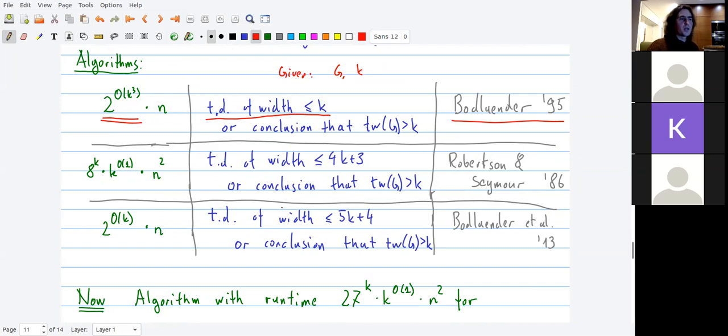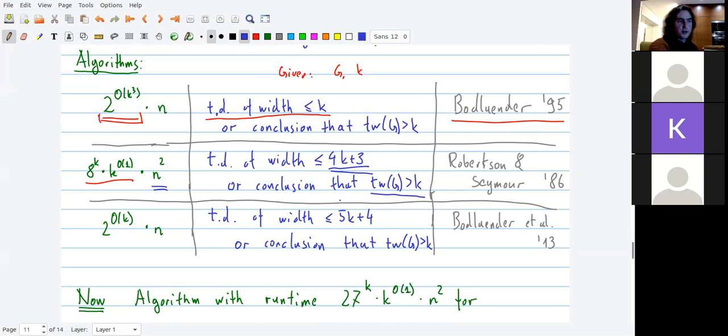If you want to have the factor dependent on k better, you can have it single exponential, 8 to the power k. But first of all, you need to have quadratic running time with respect to the size of the graph. And second, this is just an approximation. It will either tell you that the treewidth is larger than k, or it will say, okay, I did not manage to find a tree decomposition of width at most k, but here is a tree decomposition of width at most 4k plus 3. So it's like a 4-approximation.